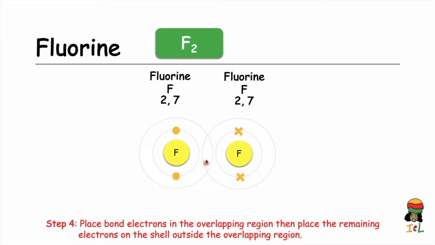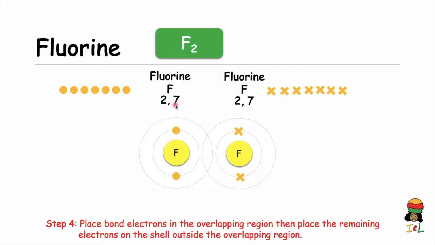Step 4. Place bond or shared electrons in the overlapping region, then put any remaining electrons on the shell outside of that area. Note that an atom of fluorine has 7 electrons on the last shell, and we're actually going to draw the electrons for both fluorines, all 7: 1, 2, 3, 4, 5, 6, 7, and the same for the fluorine on the right. Now, since fluorine has 7 electrons on the last shell, we know from the electron configuration rules that the second shell can hold up to a maximum of 8 electrons, which means that fluorine needs only 1 more electron to become stable.